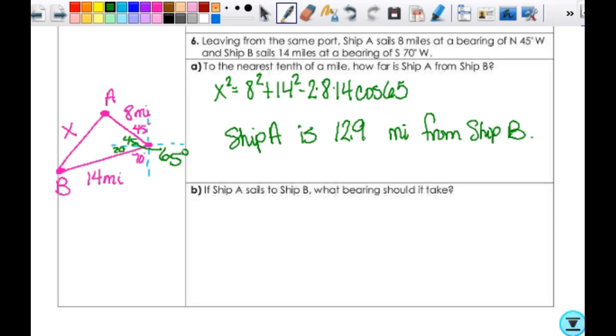All right, so now it says if ship A sails to ship B, what bearing should it take? All right, so ship A is going to sail to ship B. So I need to have my north, south, east, west in here to figure out a bearing. So if I'm trying to figure out what bearing it should take, it's going to be south something west. We agree with that? So I'm looking for this angle right here. Well, I can't find that angle directly, right?